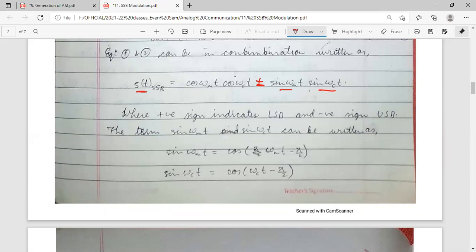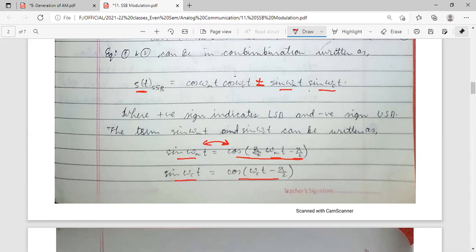So sin ωmt can be written as cos(ωmt − π/2). Are these equal? Yes, because we already know that cos(θ − 90°) equals sin θ, and cos(−θ) equals cos θ. I think all of you know this. So we can write it as cos(ωmt − π/2). In the same way, sin ωct is written as this one.